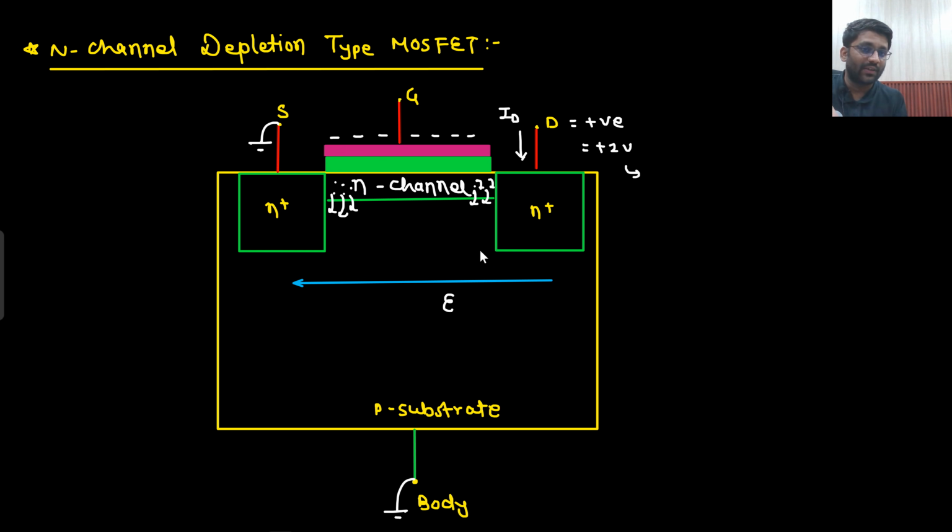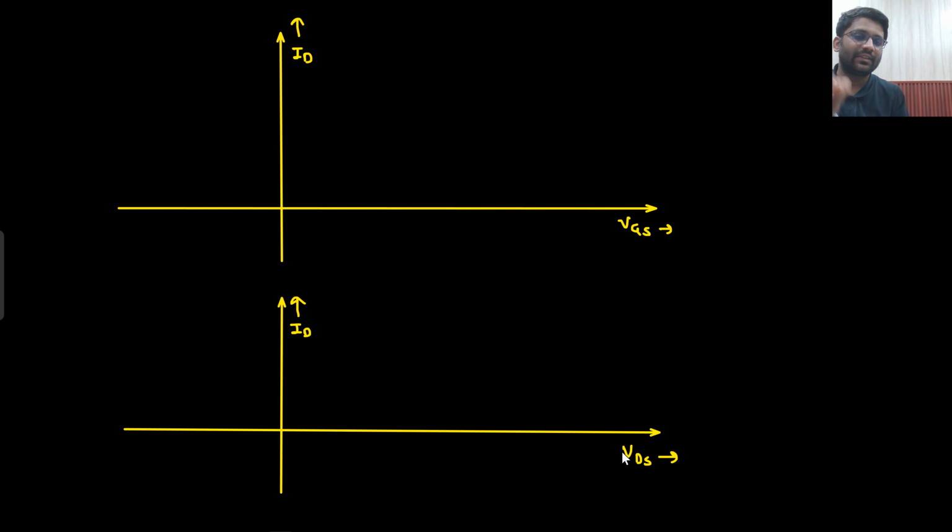Because if electrons are gone, that means the barrier will be larger, right? From N channel to P channel, if electrons are going out, that means holes are increasing. So between N plus and P, the barrier would be larger. So you are making the barrier larger. If you are making the barrier larger, the current will be reducing and at some point the current would be 0. So can you make the characteristics ID versus VGS? At some negative potential, the current would be 0. And after that, if you keep on increasing the potential, the current will keep on increasing.